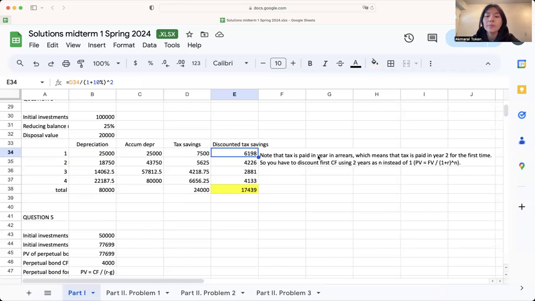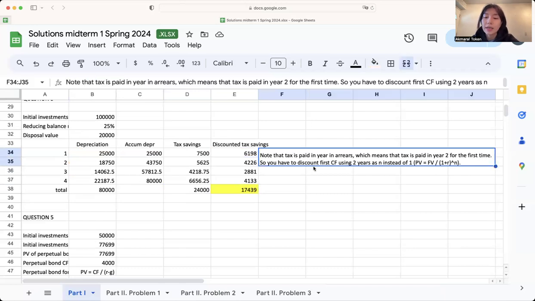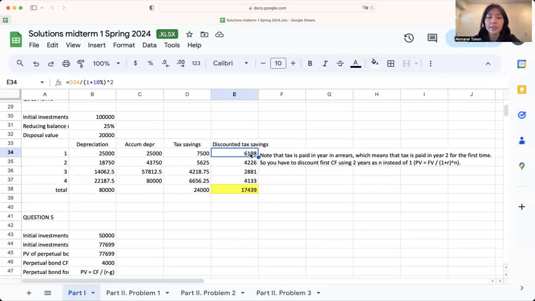So how do we discount? It was given in the task that tax is paid in arrears, which means that if you sell items during the first year of operations, you pay taxes at the end of the second year of operations. So basically, the first tax savings are going to occur at the end of the second year. So these first tax savings, $7,500, are going to be divided by 1.1 to the power of 2, meaning that this cash flow is occurring at the end of the second year.